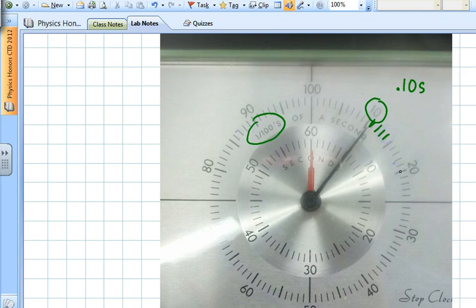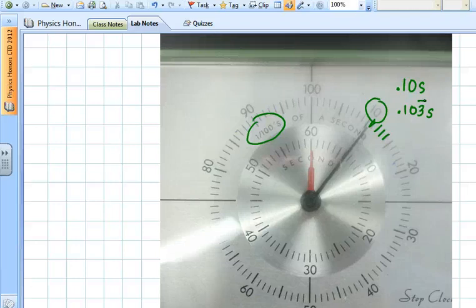It's not quite halfway, so I might estimate it as 0.10, let's say 3 seconds. So that's the way that we will estimate, and we'll put a little mark over that 3 to show that that's the uncertain digit. We're not going to do that all year, but we'll start it that way.